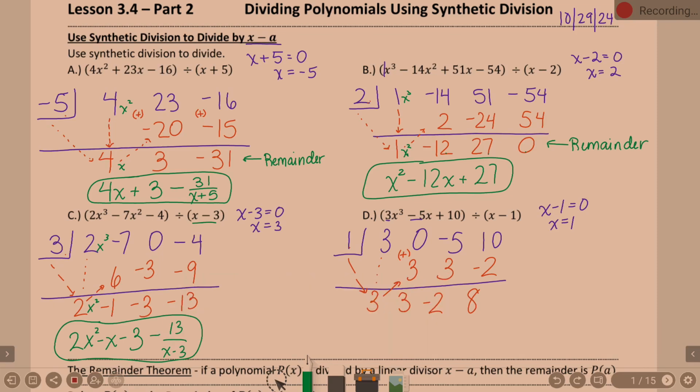Okay. The hardest part maybe, expressing your answer. What's this first 3 represent? 3x squared. Plus 3x to the first. Minus 2 is a constant. And then the remainder of 8 over the original divisor of x minus 1.